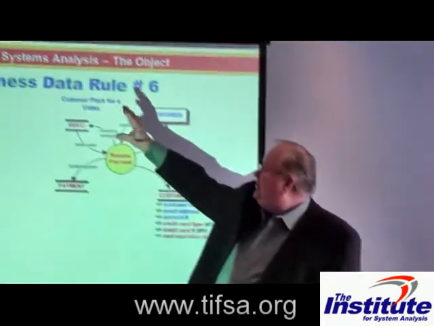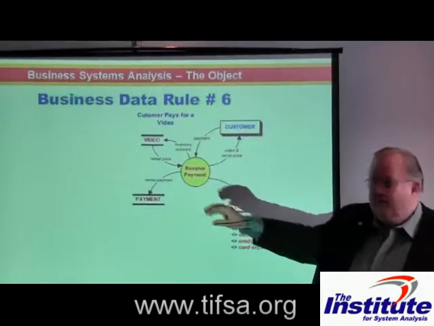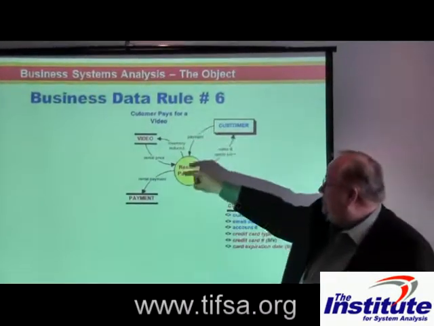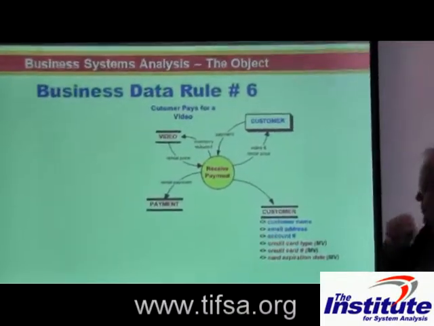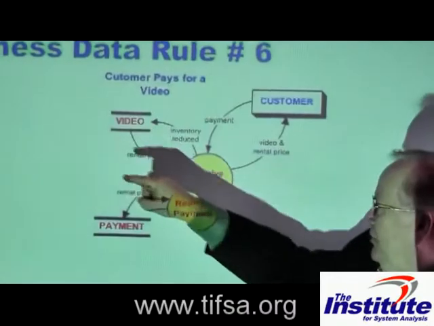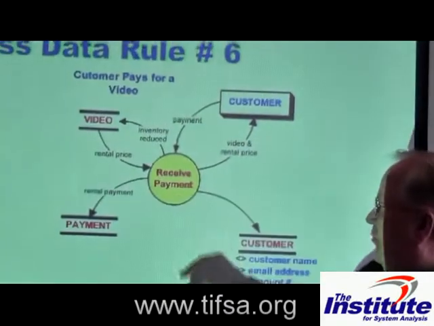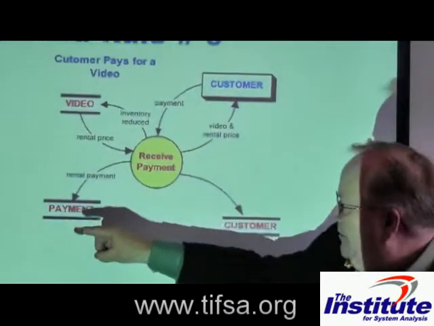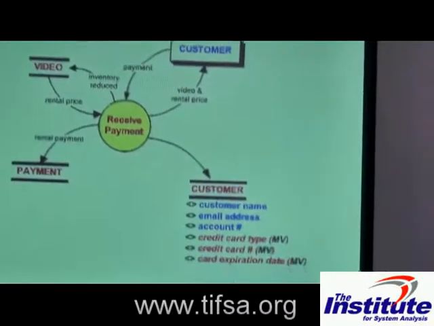Here we have the event: a customer pays for a video. The process is receiving payment. So we get the payment from the customer, and this is renting out videos now. We get the payment from the customer based on the rental price of the video. As we get the payment, we'll reduce the inventory, of course, and we'll keep track of that payment that we get from the customer. We also keep track of the customer.